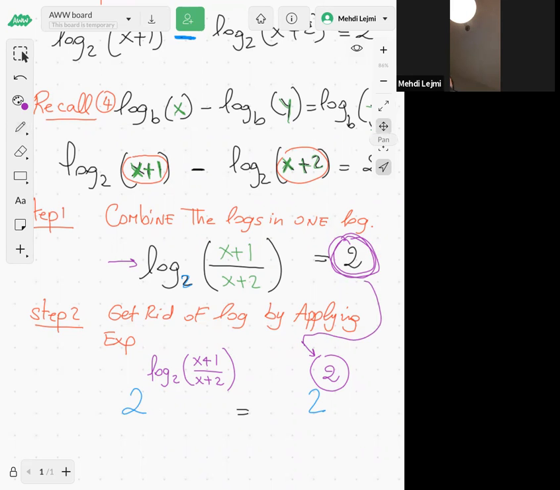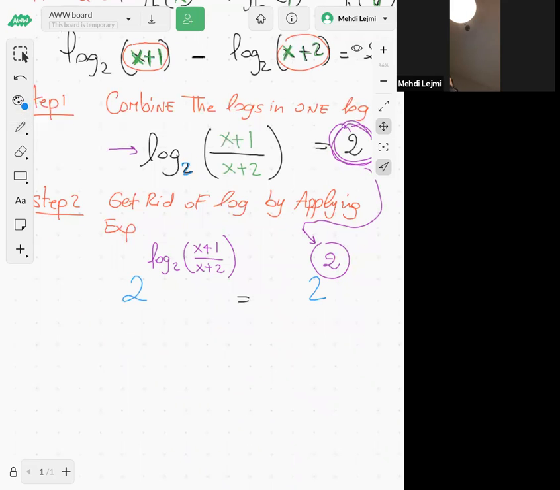Now I can cancel out this log and this exponential on base 2. So now I have just x plus 1 over x plus 2, right? And on the right side, it's 2 squared, which is 4. So you see, it's different from the previous example, because in the previous example we ended up with a quadratic equation, right? But here it's an equation between 2 fractions. And now how do we solve this for x?